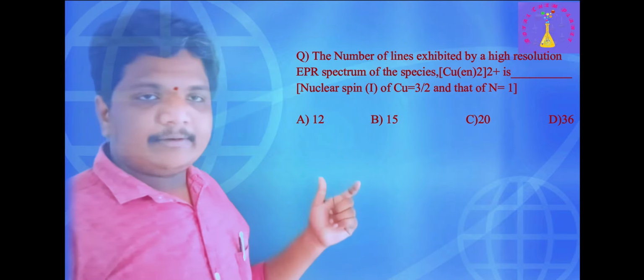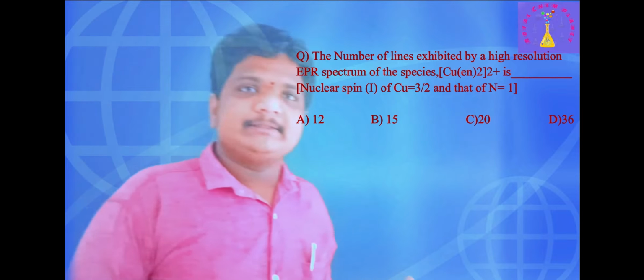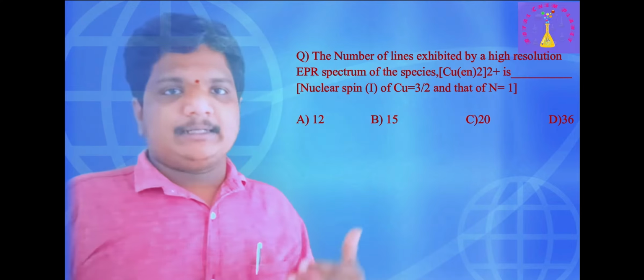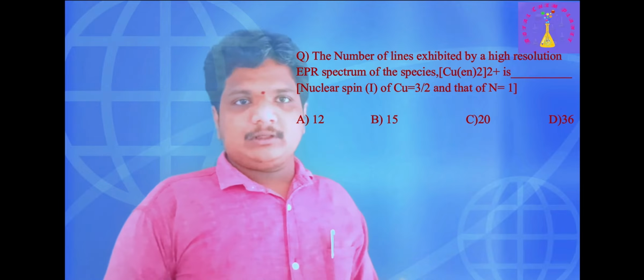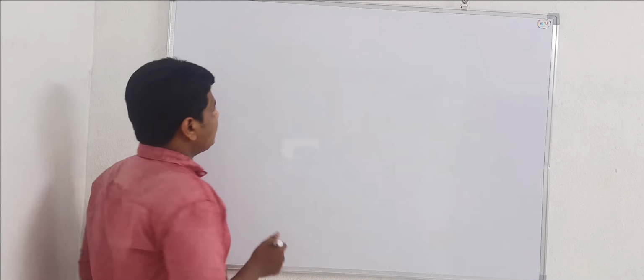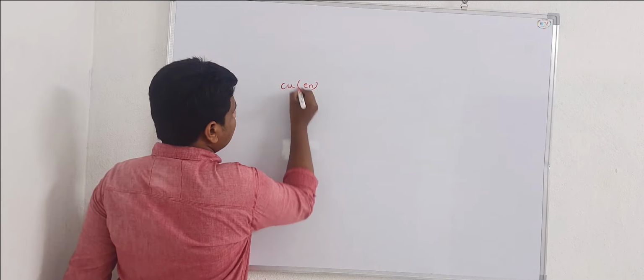They have given option A, that is 12, option B, that is 15, option C, that is 20, and option D, that is 36. Now let us solve this question. The number of ESR lines for Cu(en)2 2+.